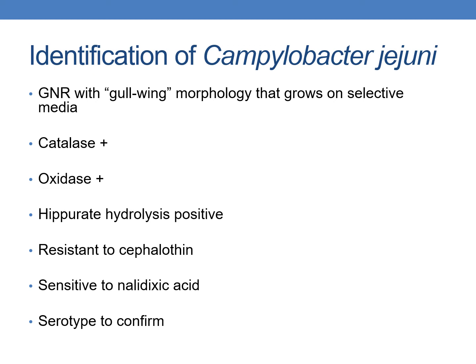If we set up a couple discs on our plate, you will see that Campylobacter jejuni is resistant to cephalothin, sensitive to nalidixic acid, and finally, to confirm it, we would serotype. So we always want to serotype any of these pathogens like Salmonella, Shigella, and Campylobacter.